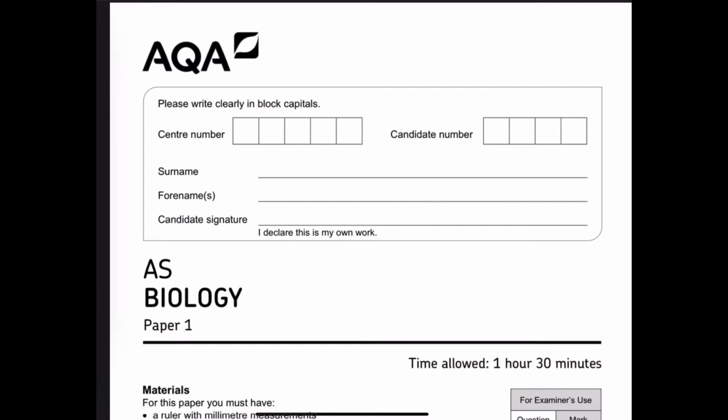So today we are going to go over AQA AS Biology Paper 1 predicted paper for 2024. This is a walkthrough solution, but make sure before you get started, if you want to access the paper so that you can try it before, it will be on my Patreon link below.